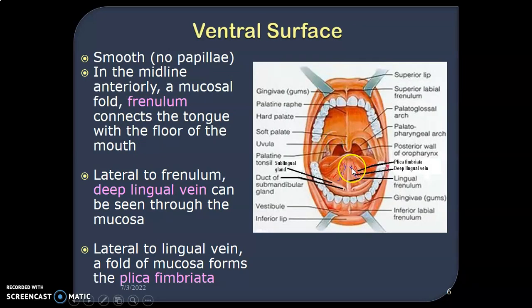The ventral surface of the tongue is smooth, it's found underneath, it has no papillae, and in the midline, it's connected to the floor of the mouth by a frenulum, so we call it the lingual frenulum. Lateral to the frenulum, you see what we call the deep lingual vein on both sides, and you can actually see it through the mucosa. And lateral to the lingual vein is what we call the plica fimbriata. It's a fold of mucosa, as you can see in this image.